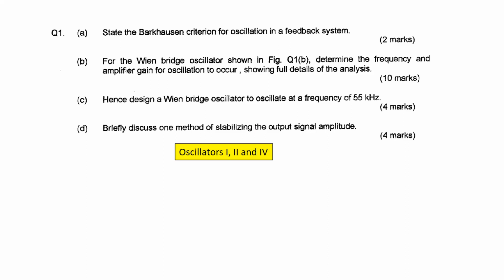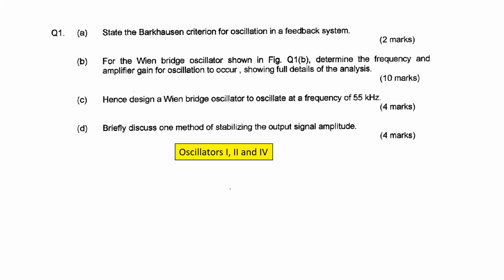The first one is something that comes up all the time. It was in your last exam. It's here now. So the Barkhausen criterion for oscillation in a feedback system. The bigger picture here is, first off, why do we need this sort of behavior for oscillation to occur? We answered it when we were reviewing the last exam.